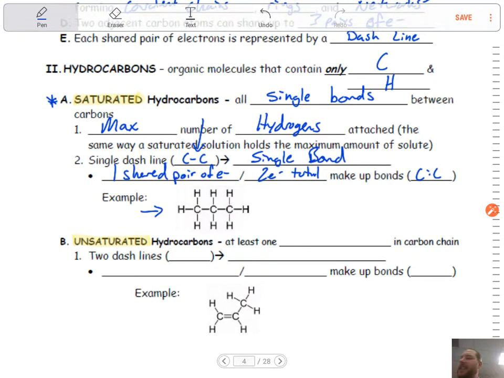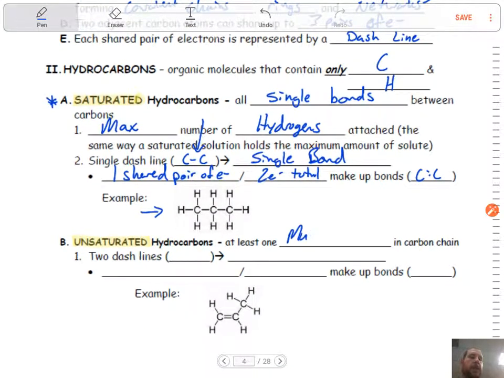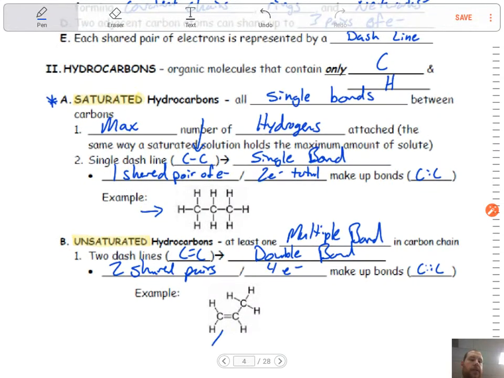So there is at least one multiple bond. Now that multiple bond could either be a double or a triple bond. Okay, so two dashed lines, right? Something like this, where you have a double bond. Think to yourself, how many electrons are within a double bond? Right, you have two shared pairs, which means you have 4 electrons total. So it could be written like this, okay? And there's your example. You can see it right here.